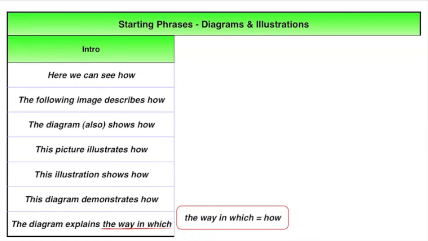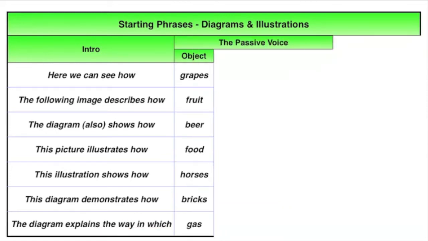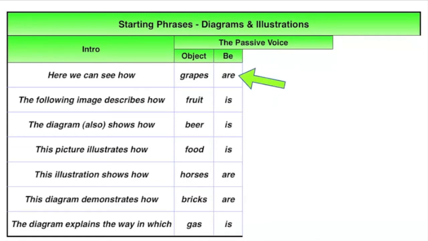The way in which means how. So if you want to exchange how in any of these phrases, just put in the way in which. Four words replace one. Then you're going to use the passive voice, so that will be the object plus be. Now a very important thing here is you must remember that the object and the form of be you use must be in agreement. So grapes are plural, therefore it's grapes are.